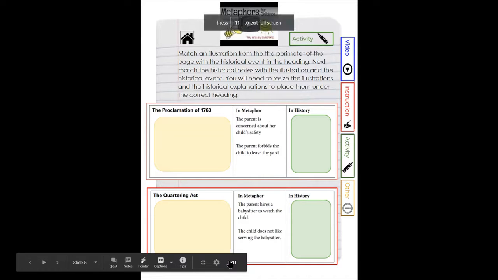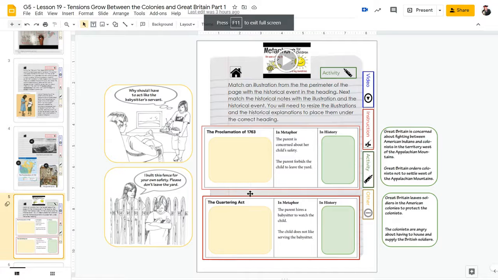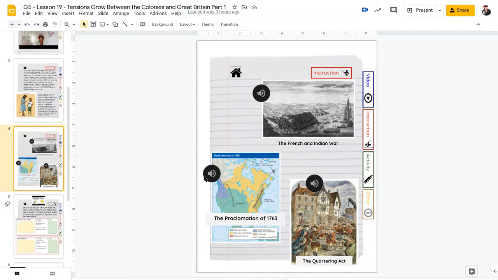So what you will do when you're in your edit mode is decide which of these two illustrations matches the Proclamation of 1763 and which of these two matches the Quartering Act, and then historically which of these two are the notes that would match the Proclamation of 1763 and which of these two are the notes that are going to match the Quartering Act. And you got that information when you listened to your instructional files here on instruction page slide 4.